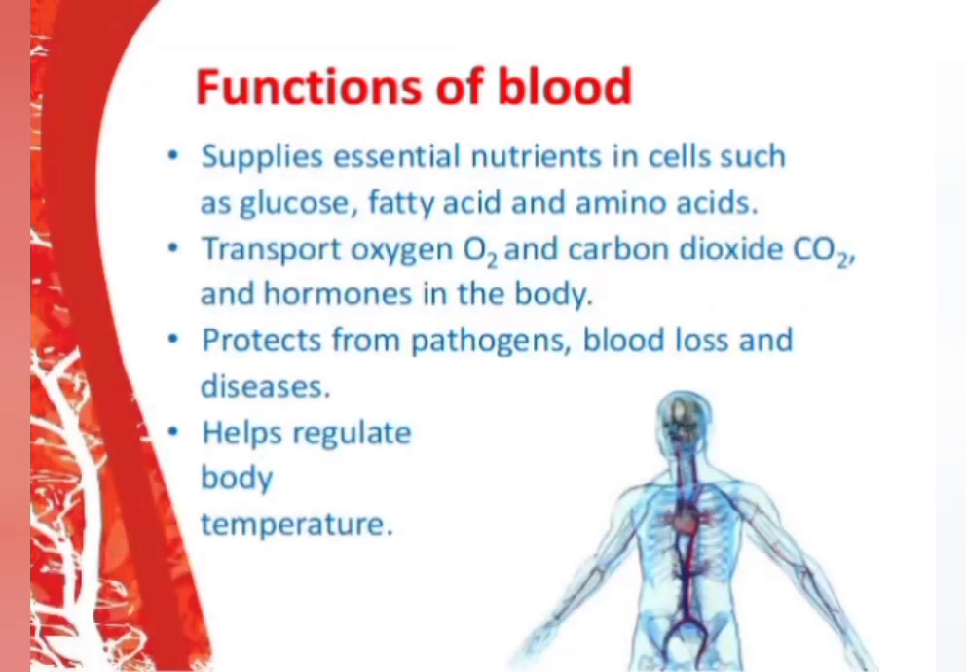It protects from pathogens, blood loss, and disease, as the blood has different kinds of cells, and those different kinds of cells perform different functions, in which WBCs, that means white blood cells, provide us protection from different kinds of pathogens. The blood also helps to regulate our body temperature, and as our body temperature should be constant, that constant body temperature is maintained with the help of the blood.